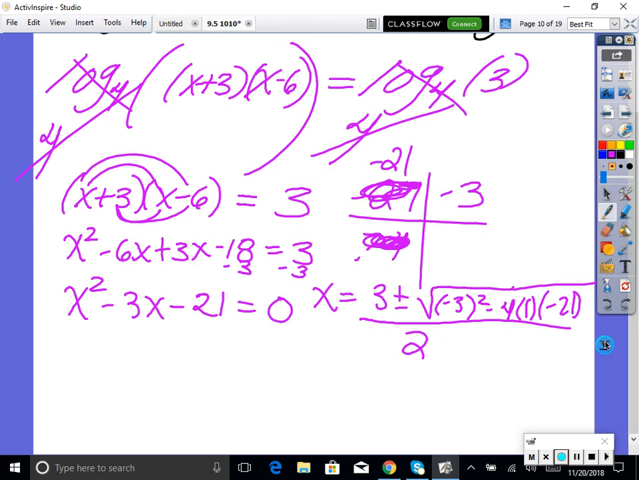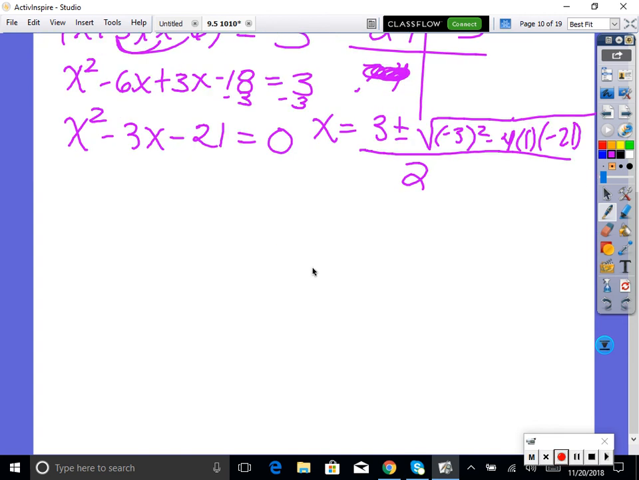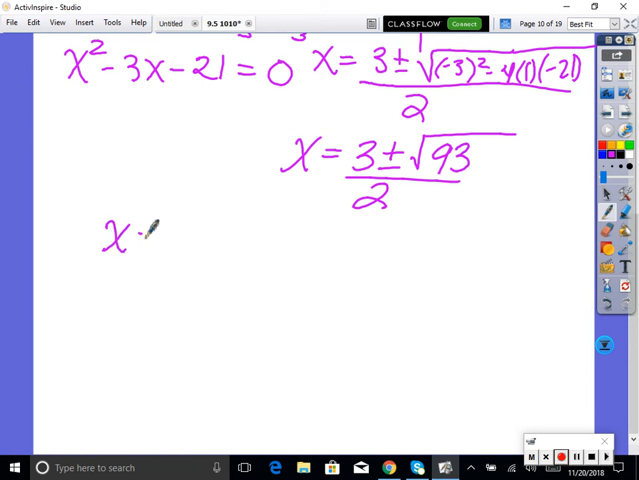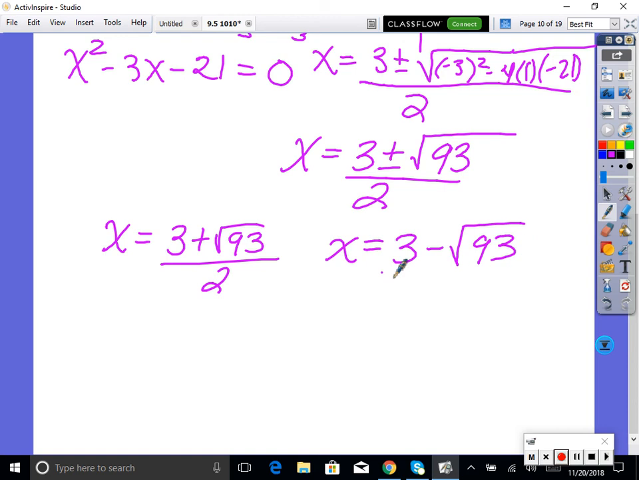That's where people usually have a hard time. No, x is equal to 3, but good question. Plus or minus, I want the exact value, like what was just underneath. It's 93. Okay, cool. Square root of 93. So then my two answers are: x is equal to 3 plus root 93 over 2, and x is equal to 3 minus root 93 all over 2. Now, yes, I want the decimal as well.